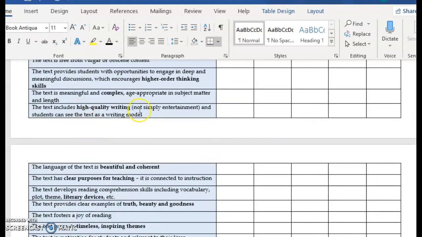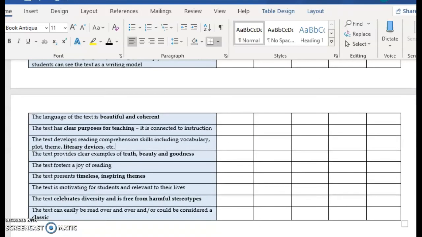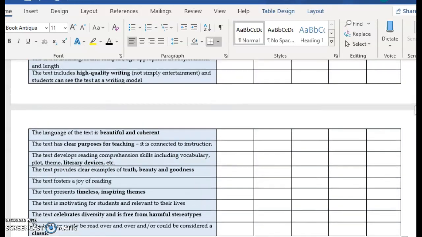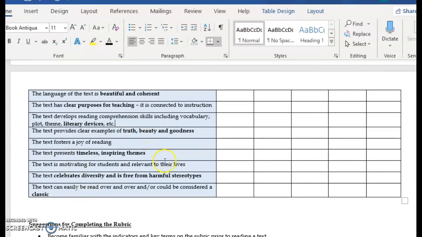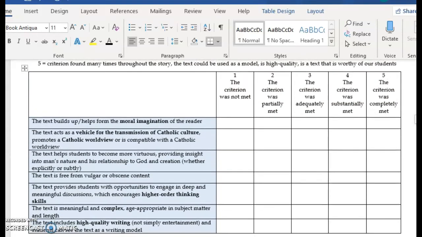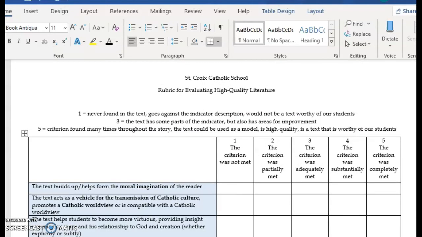The text includes high quality writing and dialogue. So these are some notes that you could take. There are certainly clear purposes for teaching, literary devices, truth, beauty, and goodness. There's examples of family life and how they interact with one another. And of course we know that Charlotte's Web is going to present for us some timeless and inspiring themes. So those are just some examples of notes that I might write while reading just that beginning part of Charlotte's Web.